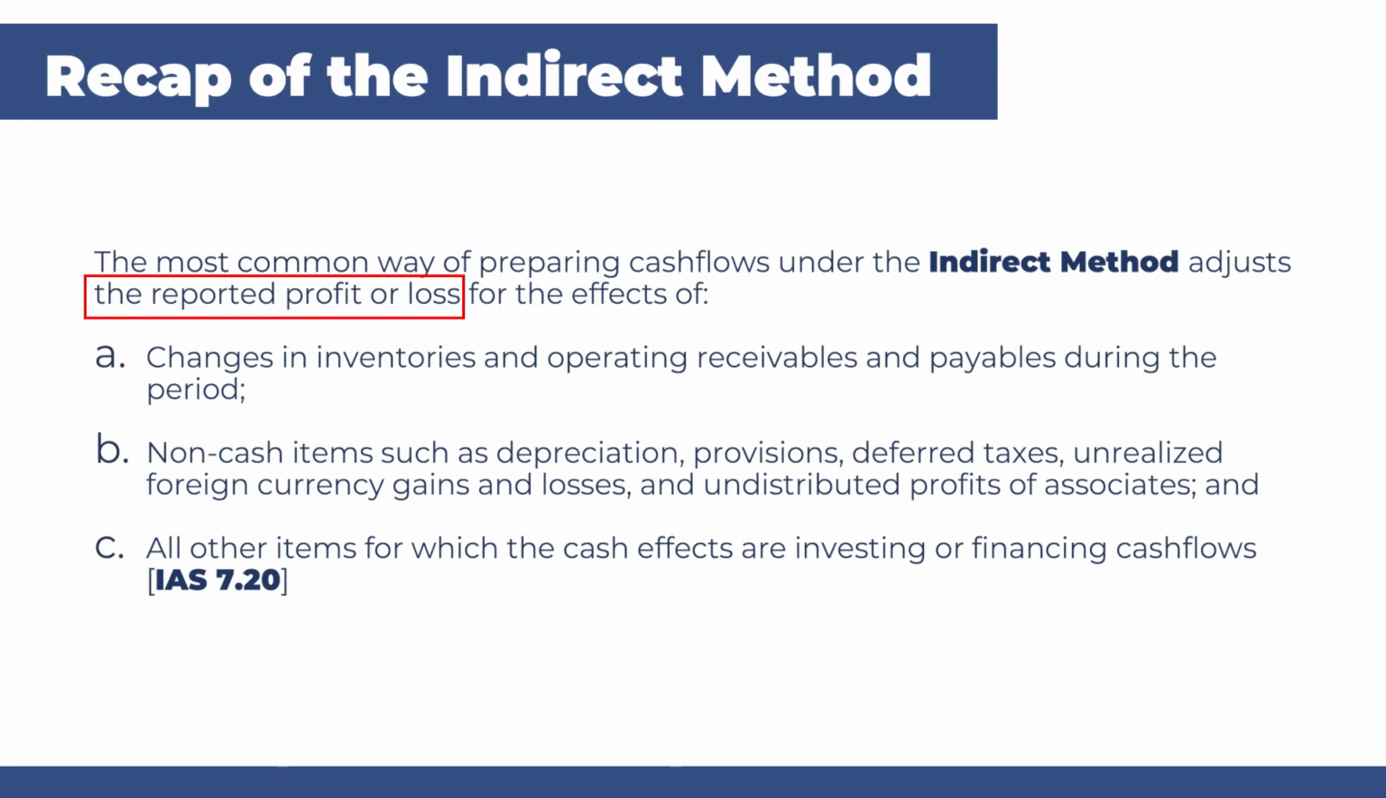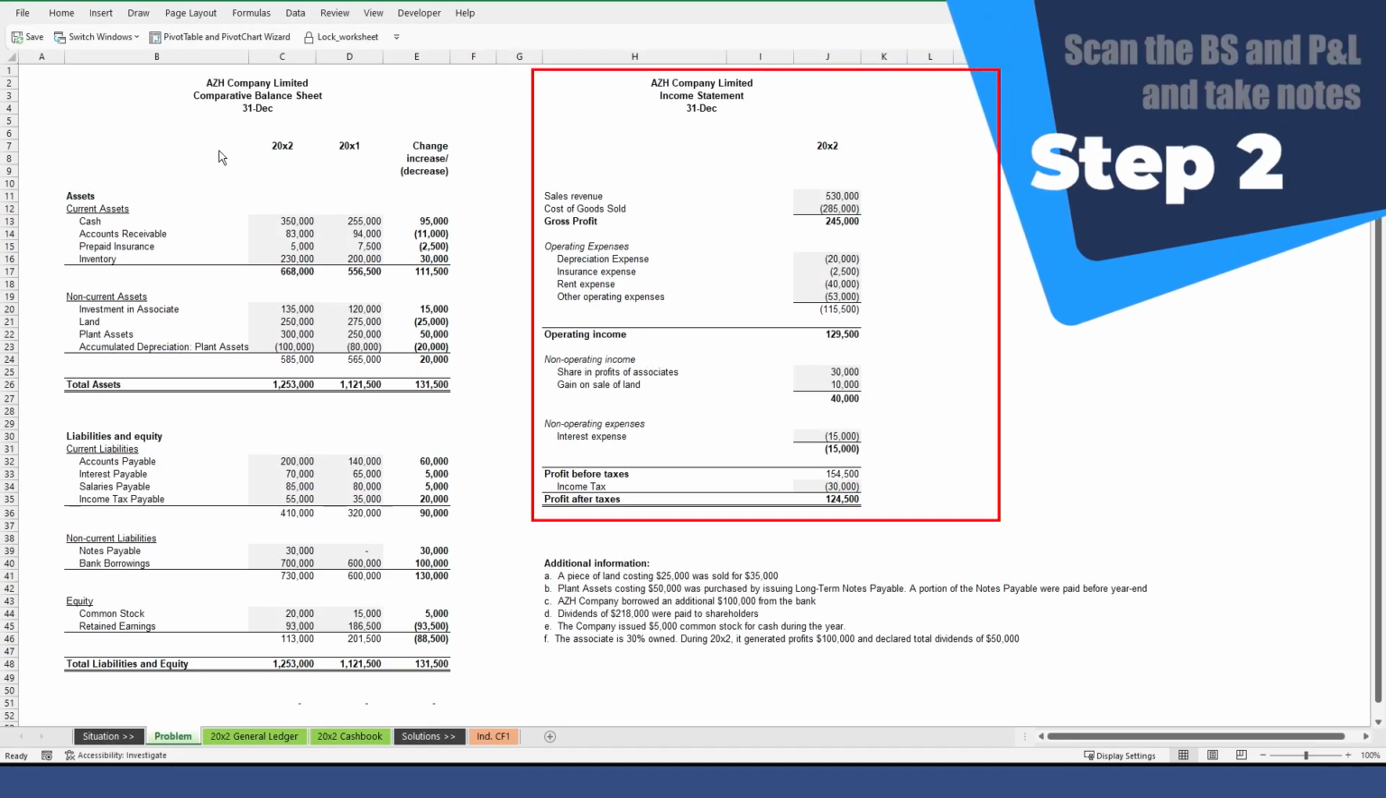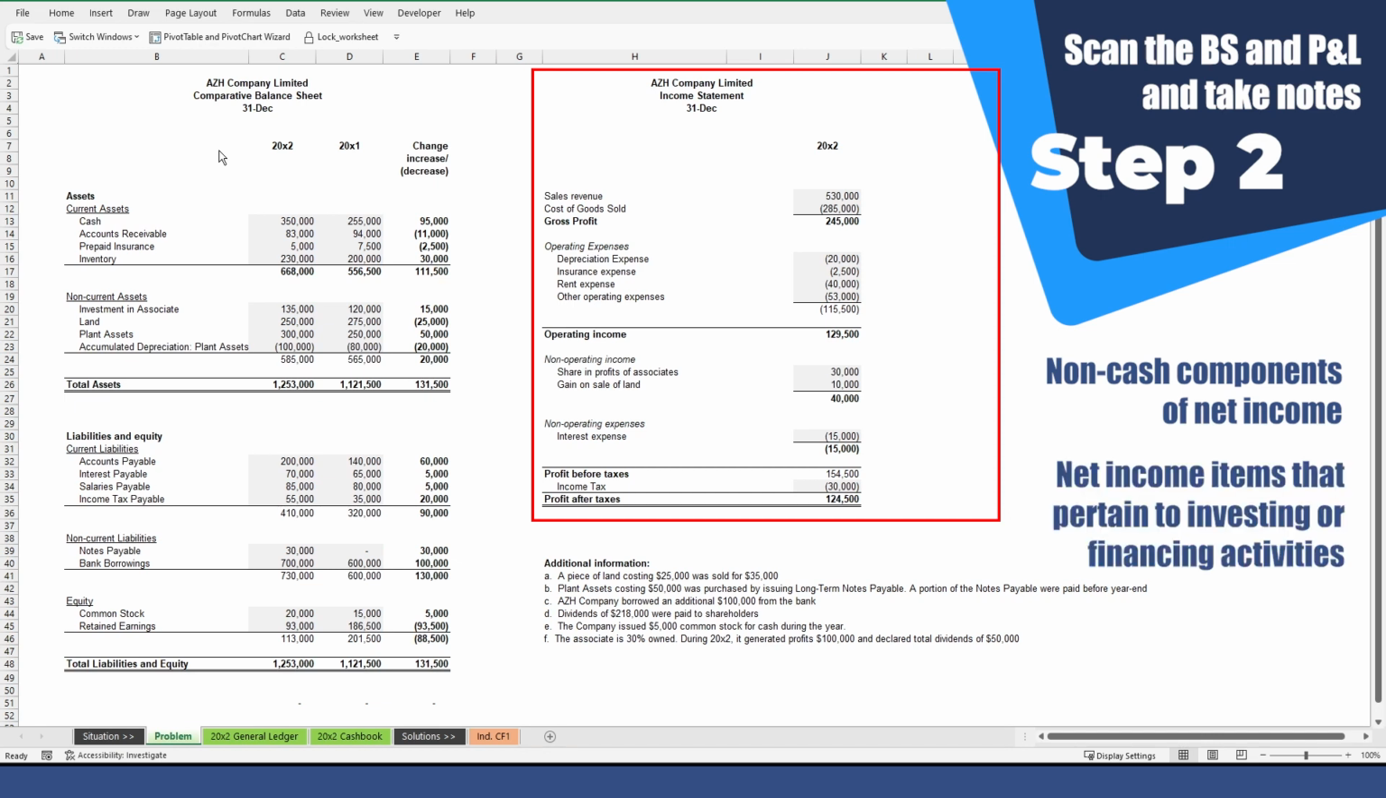Here is a quick recap. When scanning the income statement, you need to take into account two things. Number 1, any non-cash components of net income like depreciation, amortization, and deferred taxes. And number 2, any component of net income that, while may be in cash, pertains to investing or financing activities.